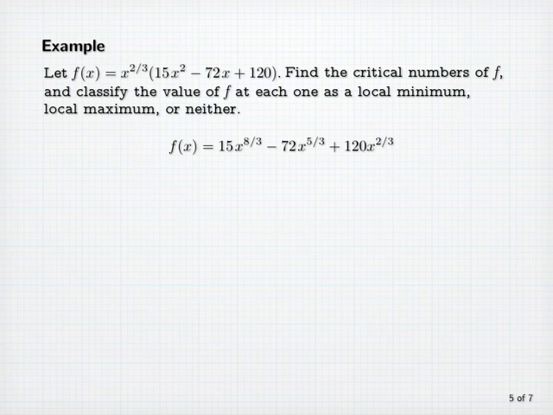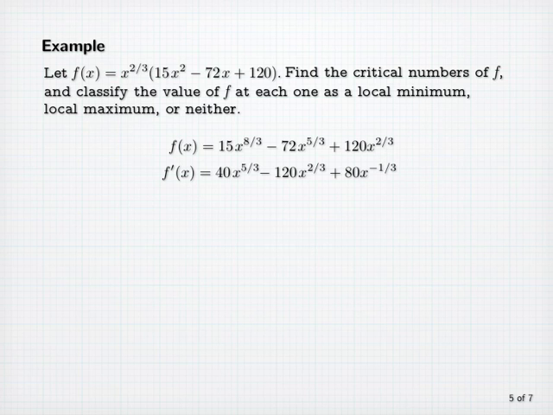By the power rule, the derivative of the first term is 8/3 times 15, which is 40, times x to the 5/3 power. The derivative of the second term is 5/3 times 72, which is 120, times x to the 2/3 power. And the derivative of the third term is 2/3 times 120, which is 80, times x to the minus 1/3 power.